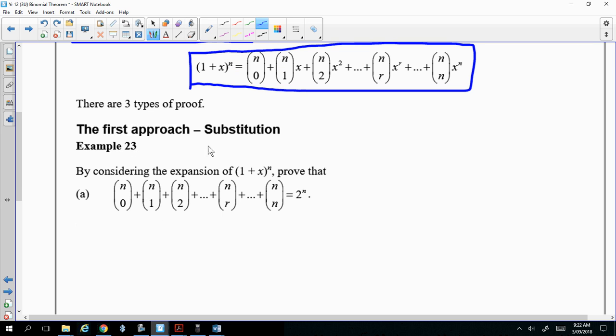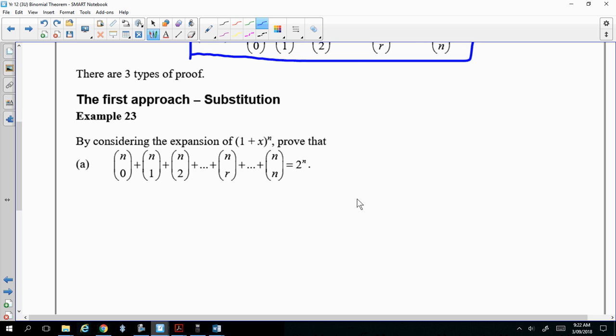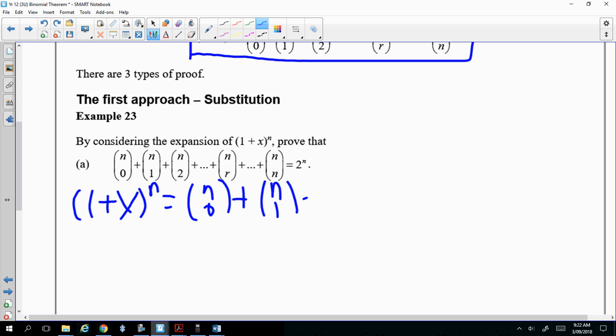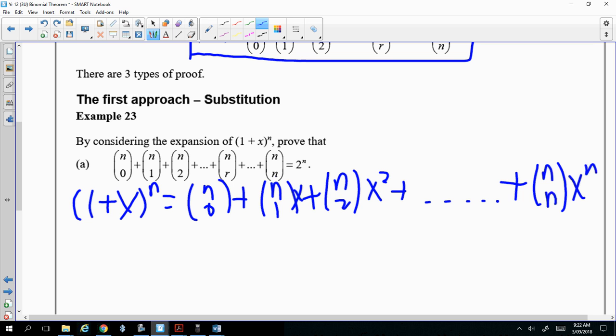So let's do this. So we start off with the expansion equals to n0, n1, n2, x squared, plus dot dot dot. You don't have to write everything, n x power n on page 28. And then what we do is, it's very easy. All you have to do now, if you look at it, all the x are gone. How do you make them gone? Substitute x equal to 1 onto both sides.